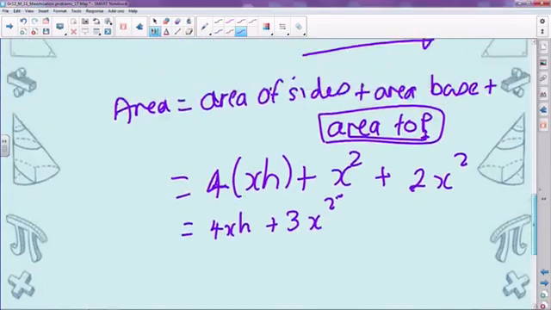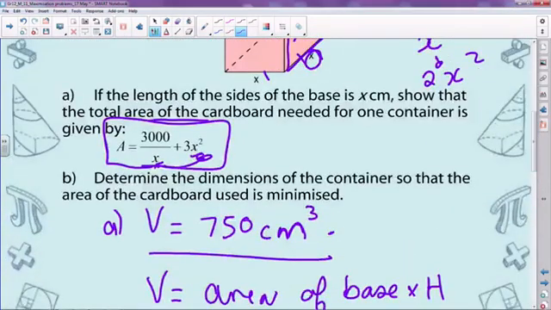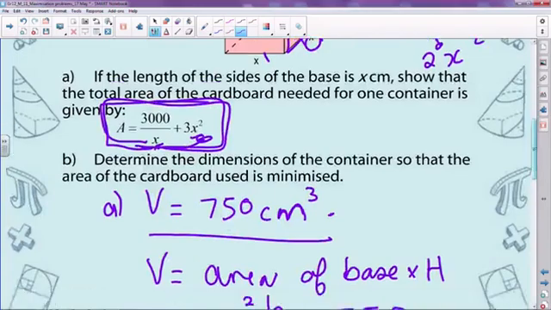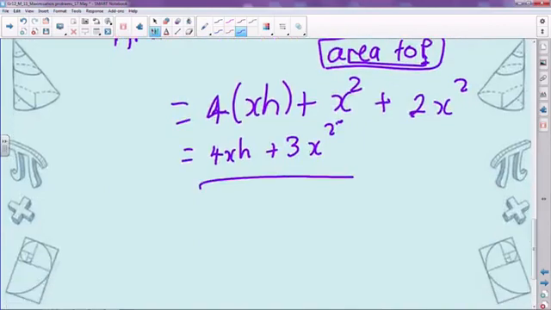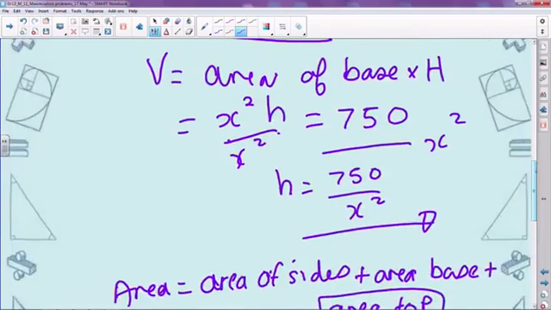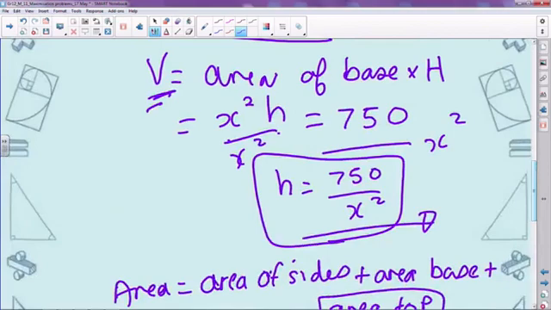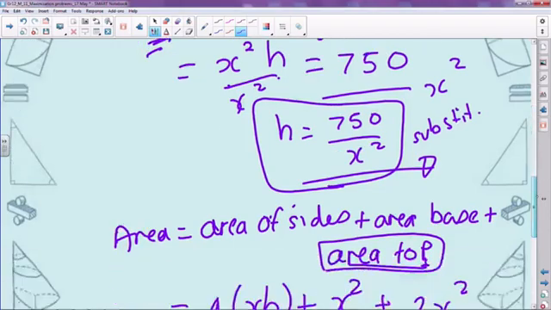Okay, and now remember, we need to show that the area is given by that expression. So now that I've got my area in this form and I see that there's an h in this expression, I'm going to replace that h with the value for h that I determined using the fact that the volume was given to me. So we substitute that into the area equation.